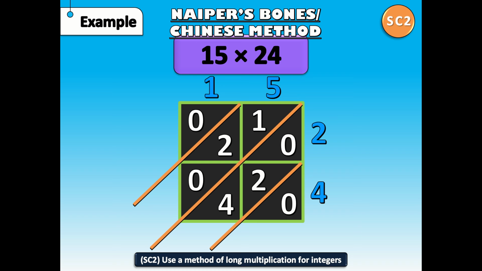Now we add together the diagonals. So we start in the bottom right hand corner, and the first diagonal adds up to just 0. The next diagonal is 0 plus 2 plus 4, so that's 6. The next diagonal is 1 plus 2 plus 0, so that's 3. And the final diagonal is just 0. So our answer is 360.